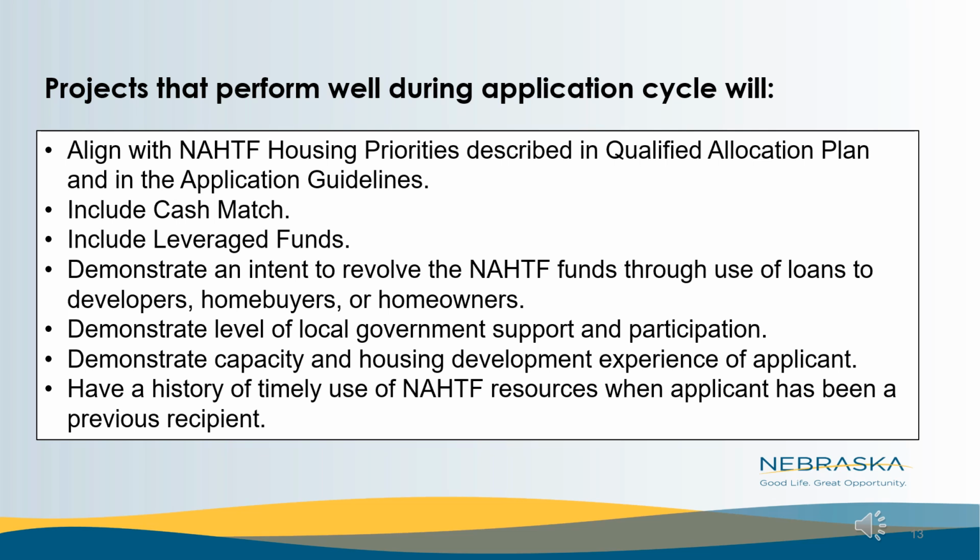Projects that typically perform well during the application cycle are ones that align with the housing priorities, which are described in the qualified allocation plan and application guidelines for that cycle. They also have included cash match and leveraged funds, and they demonstrate an intent to revolve the trust funds through the use of loans to the developers, the home buyers, or the homeowners. They also demonstrate a level of local government support and participation and a capacity of having housing development experience. They also will have a history of timely use of the trust fund's resources when an applicant has been a previous recipient.